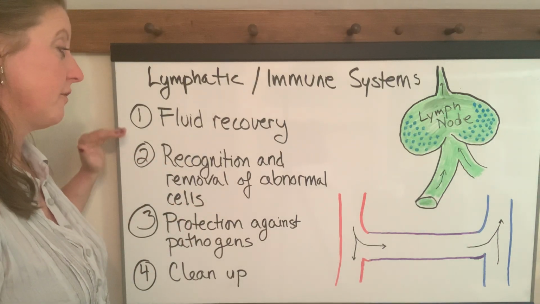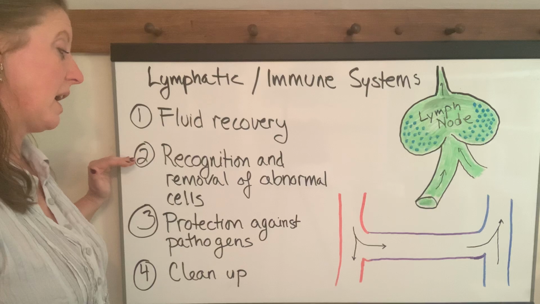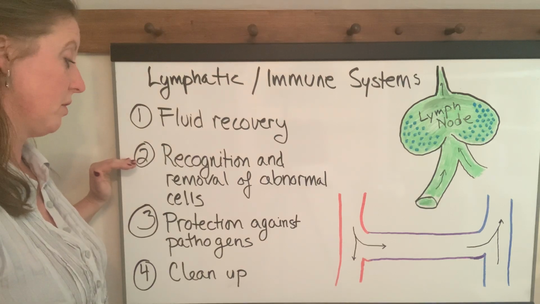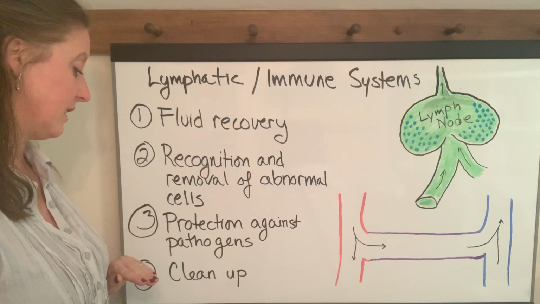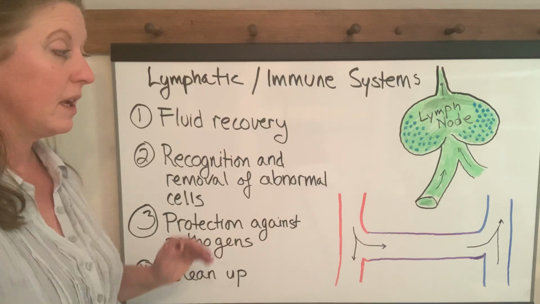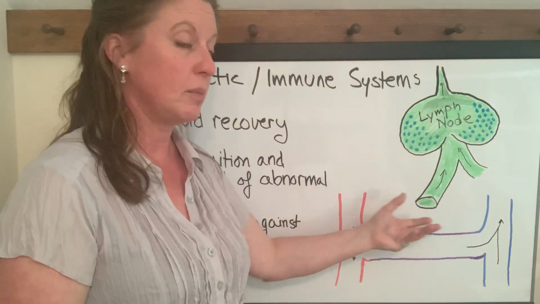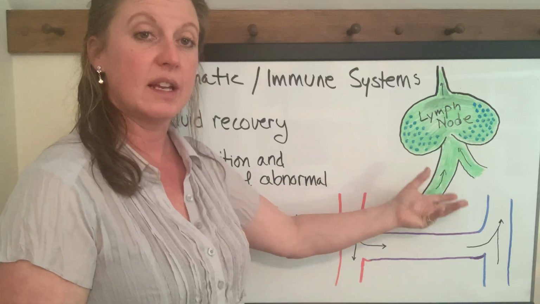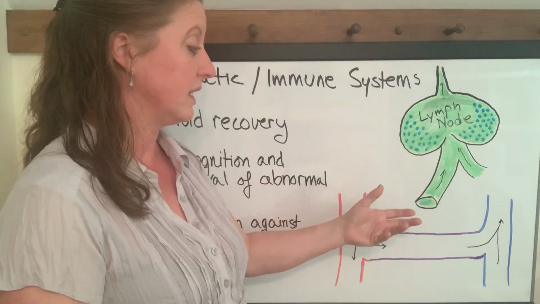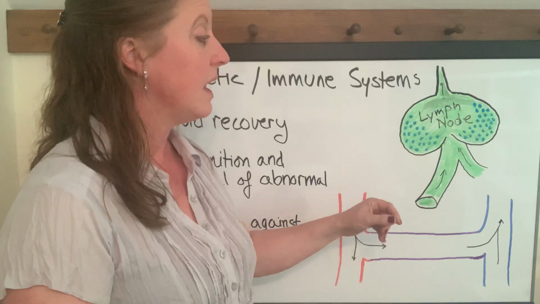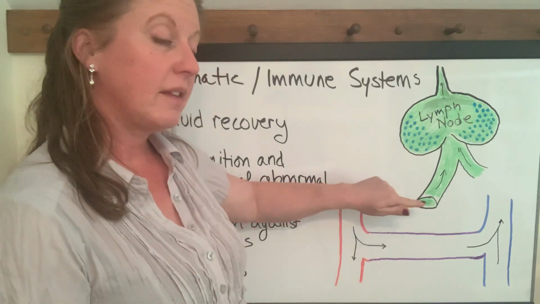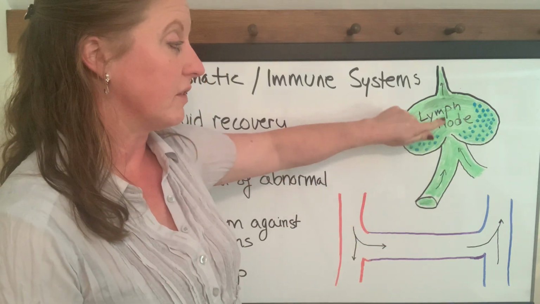Now, the way this relates to the immune system has to do with the other functions. So we have fluid recovery, but we have recognition and removal of abnormal cells, protection against pathogens, and cleanup. Now, cleanup is sort of easy to visualize because this is pulling away any debris that the cells are releasing into the interstitial fluid. But protection against pathogens is also part of this design.